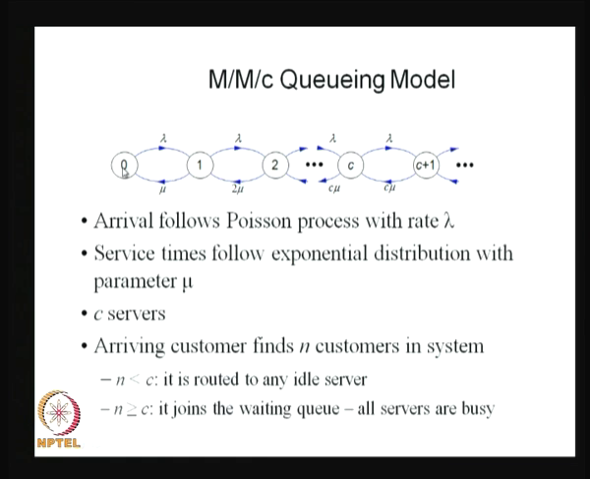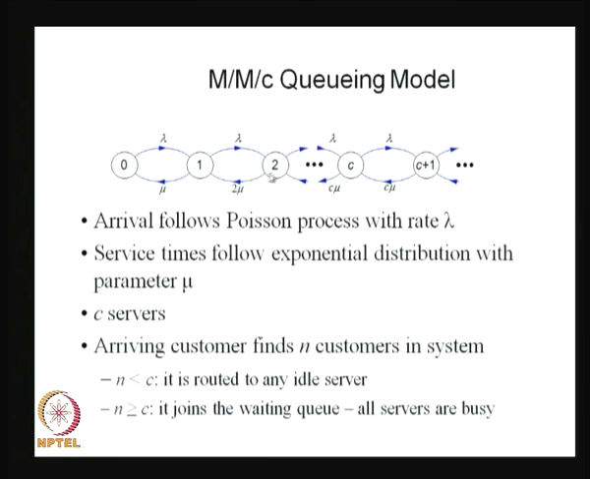Suppose there are no customers in the system. It moves from state 0 to 1 by one arrival. The inter-arrival time is exponentially distributed, therefore the rate at which the system moves from state 0 to 1 is lambda. Like that you can visualize the rates for the system moving from 1 to 2, 2 to 3 and so on.